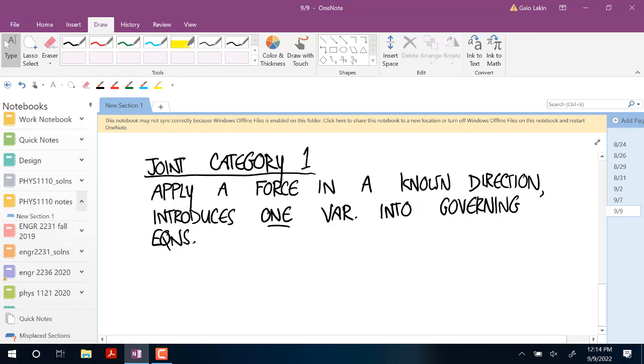The joint does apply a force. If there was no friction in it, it doesn't. I mean, this one has friction in it, so we're doing this with no friction.